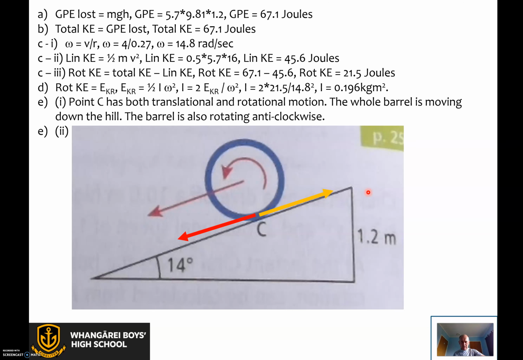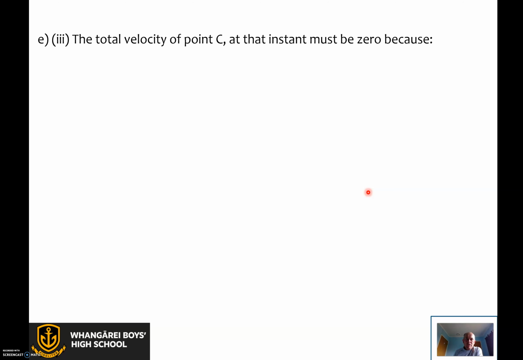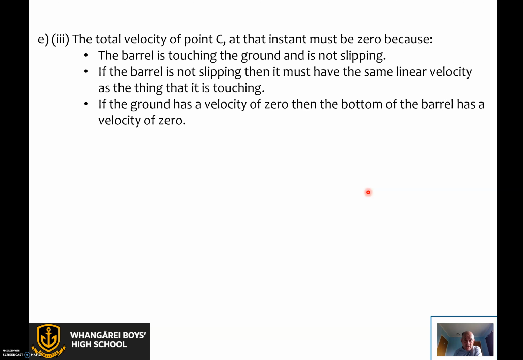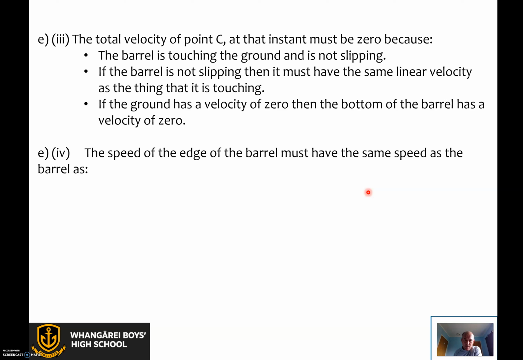because we can explain that, and I will do that very shortly, which is quite tricky actually, but we'll get there. The velocity of point C at that instant must be 0, because the barrel is touching the ground and not slipping. If the barrel is not slipping, then it must have the same linear velocity as the thing that it is touching, or the point of the barrel rather. The point of the barrel touching must have the same linear velocity as the thing that it is touching. The ground's not moving, has a velocity of 0, so the bottom of the barrel has a velocity of 0.